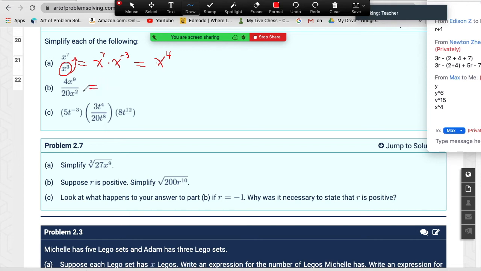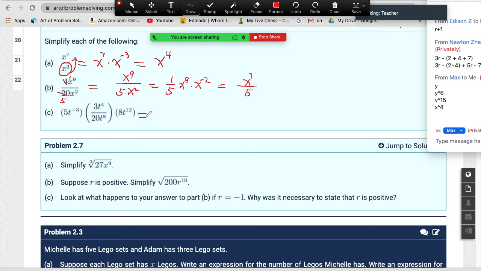Now let's simplify this B. This one, first we can cancel out their common factor, right? We can cancel out the 4 and 20, right? So we got x power 9 over 5 times x power 2. So we can write this as 1/5 times x power 9, then times x power negative 2. So then you got this one equals x power 7 over 5. Right? x power 9, 9 minus 2, that's 7, so x power 7 over 5.